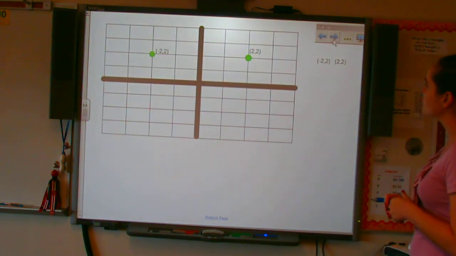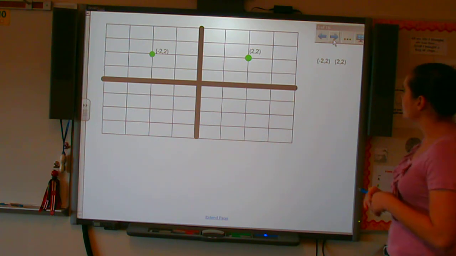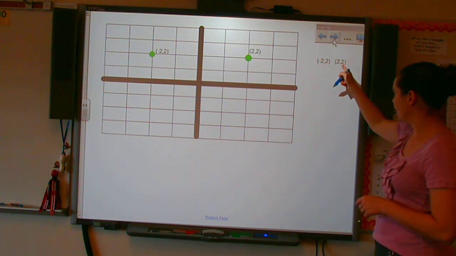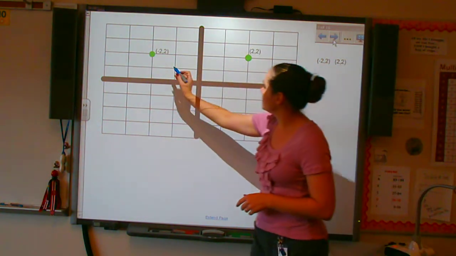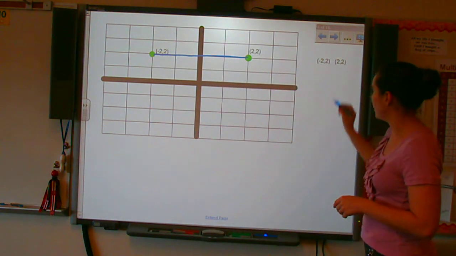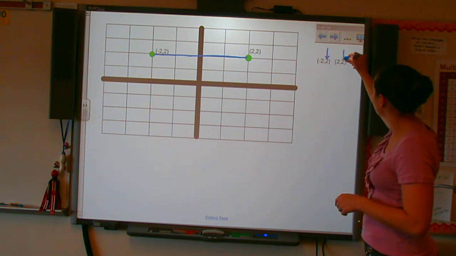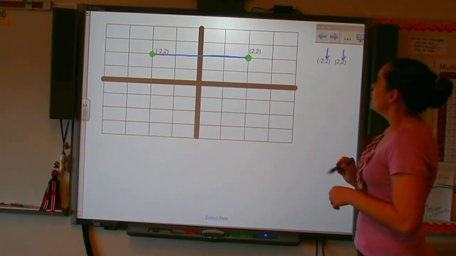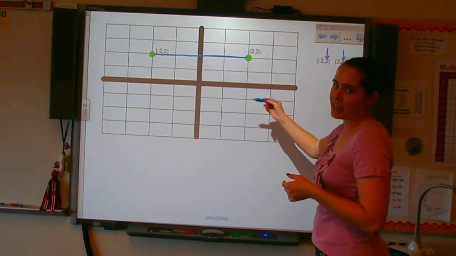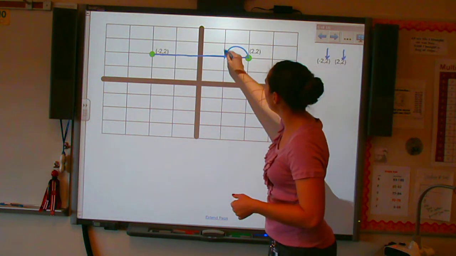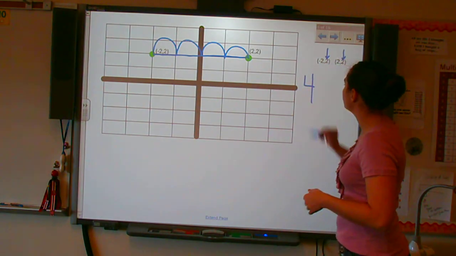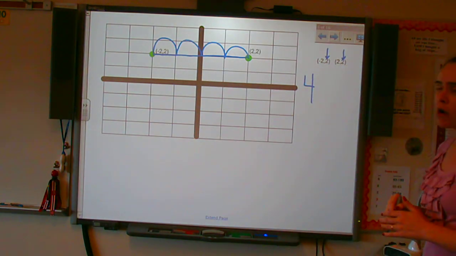Alright, so let's look at our first example. Our first example is determining the distance between -2, 2 and +2, +2. We can look at the graph and see that if we connect these 2 points, it's going to be horizontal, which means the y values are the same, and they're both +2. The next thing is determining the distance. When I have them graphed, I can count the distance: 1, 2, 3, 4. So the distance between these 2 points is 4.